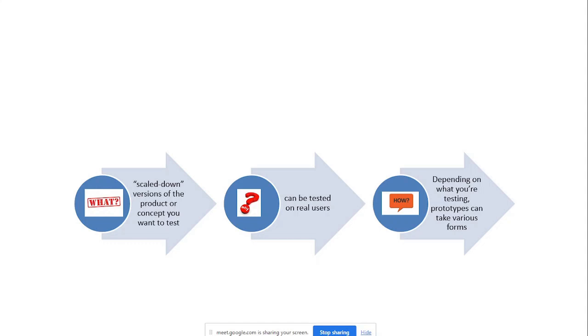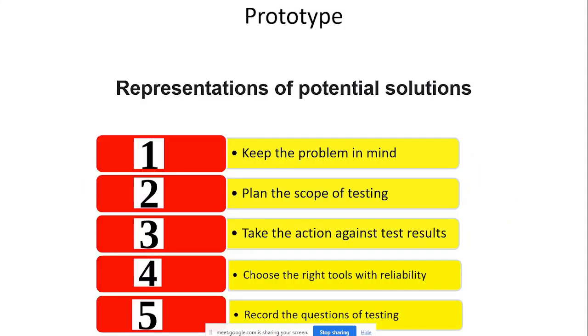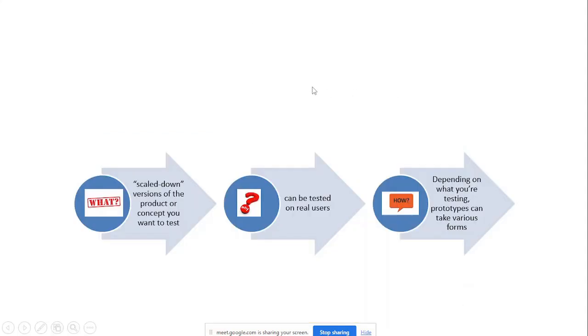So here also, the same questions I have. Record the questions of testing. Here also, the answers for what, why, and how. The what question in testing: the prototype phase deals with the scaled down versions of the product or concept you want to test. What you want to test is that product, which is the first question. After that, why do I conduct that test? After that, how is that test to be conducted on the prototype in various forms?